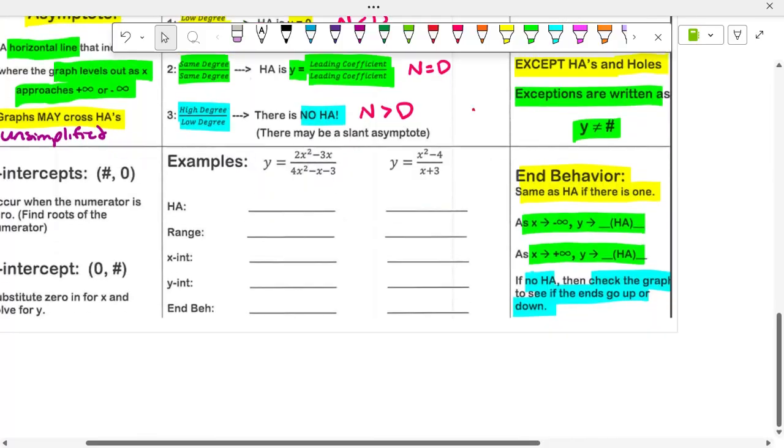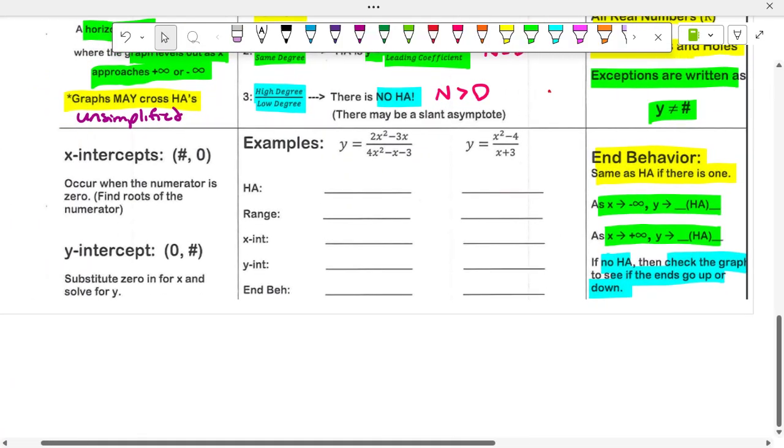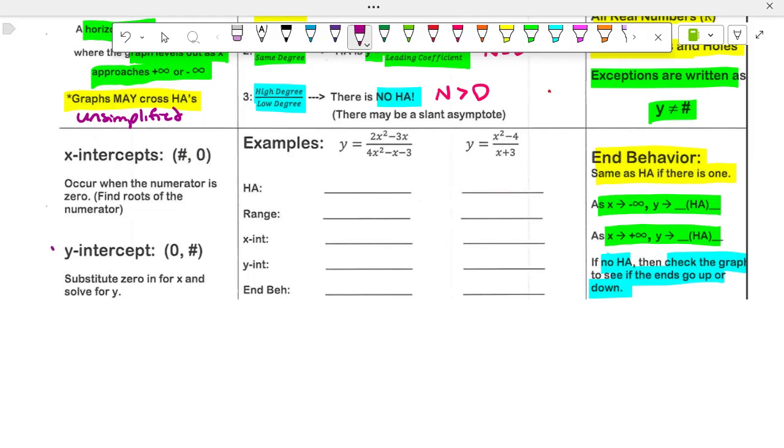All right, so let's do some more examples here. And then, of course, x and y intercepts. Now, if I were you guys, x and y intercepts, plug those into Desmos. Find them in Desmos. All right, but if you had to find them by hand, it occurs when the numerator is 0, you find the roots of the numerator. And then the y-intercept is you substitute 0 in for x, solve for y. All right, again, you better put it in Desmos. I don't expect you guys to do that part by hand. Desmos gives it to you, so use your resources.